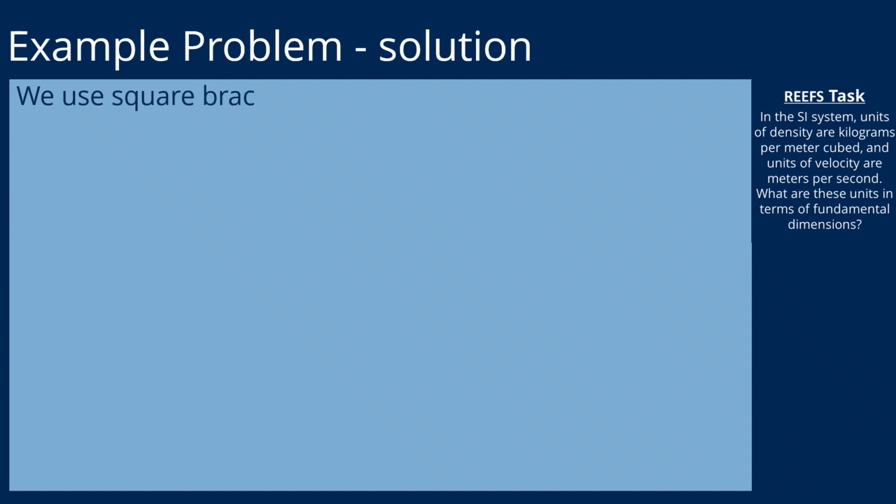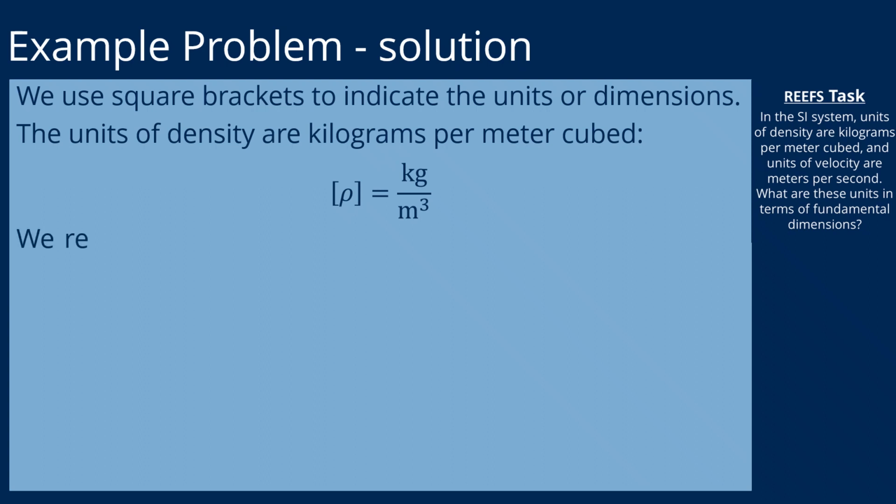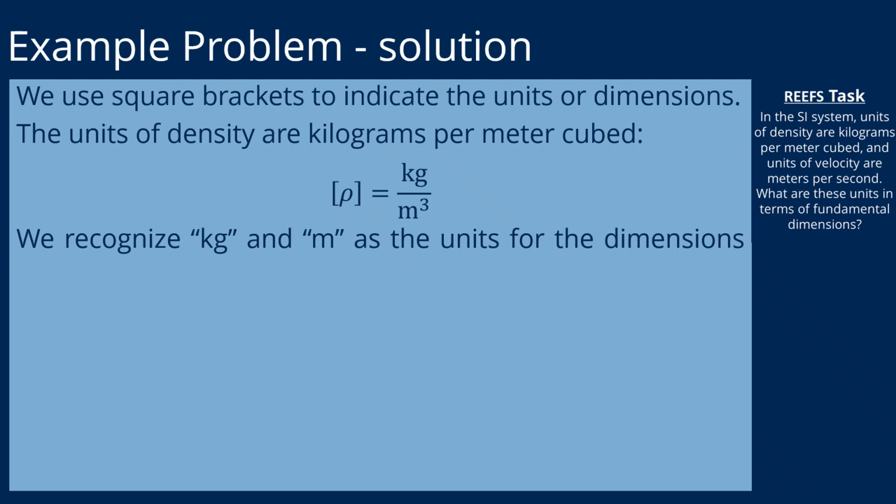We use square brackets to indicate the units or dimensions of a particular quantity. For example, the units of the density are kilograms per meter cubed. And therefore, we will write a square bracket around the symbol rho for density and equate that to kilograms per meter cubed. We recognize kg and m as the units for the dimensions of mass and length.